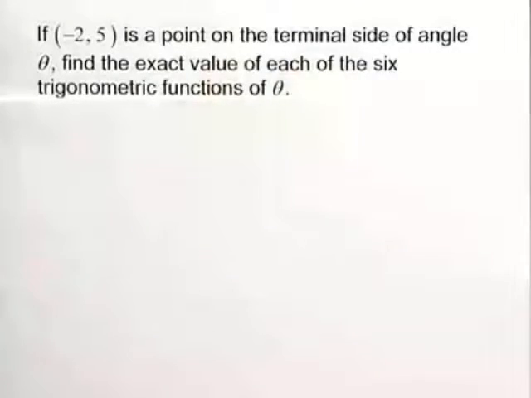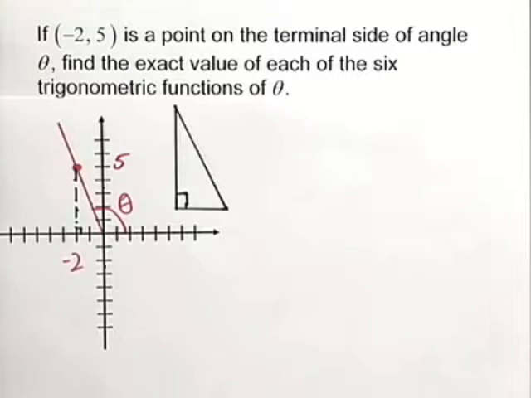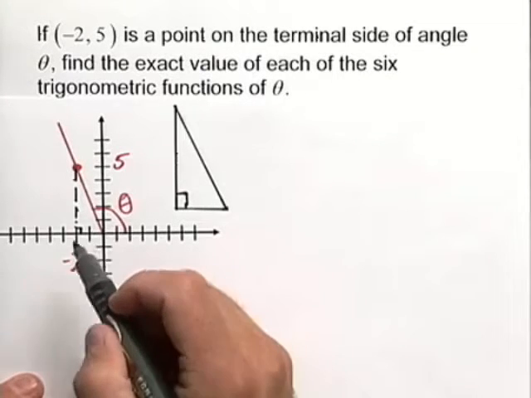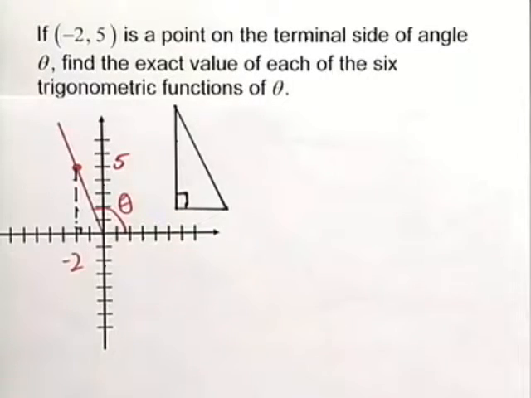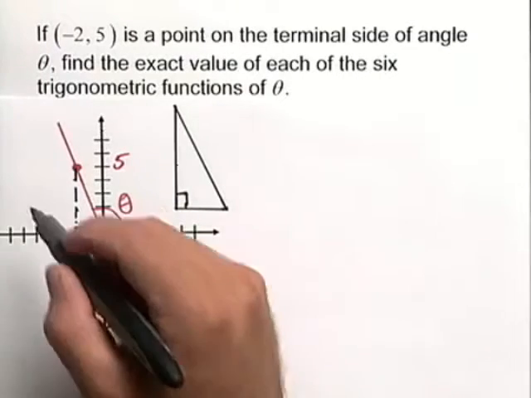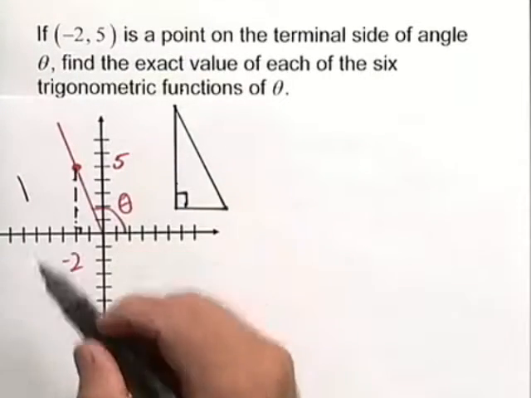Let's now find our 6 trigonometric functions. If negative 2 comma 5 is a point on the terminal side of angle theta, we want to find the exact value of each of the 6 trigonometric functions of theta. Alright, I would start with a quick little drawing, something like this, drawing the point negative 2 comma 5. Note that that is in the second quadrant, and that has importance in terms of the signs.